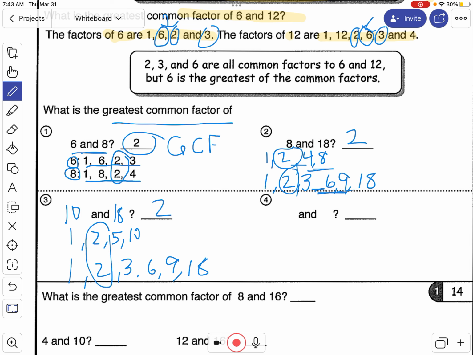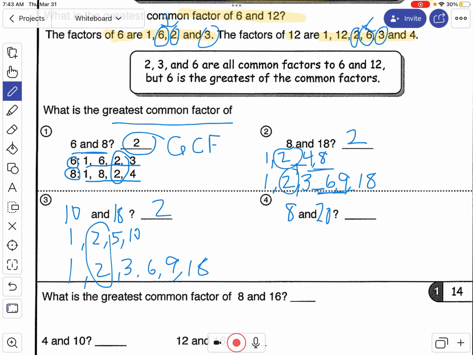All right. I want you to do the greatest common factor of, let's do 8 and 20. Woo, 8 and 20. That's going to be a tough one. Can you do it? Pause the video and try it.